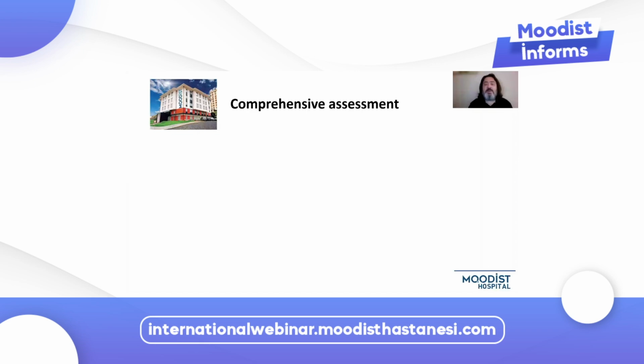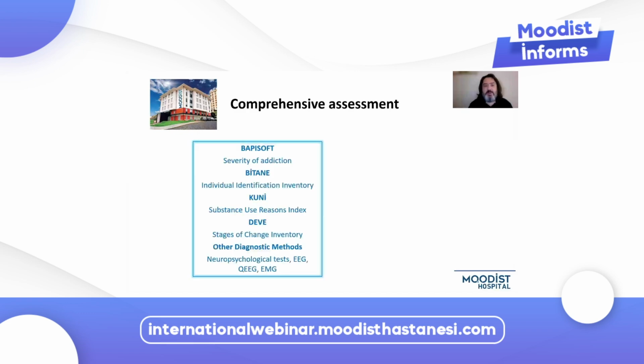Okay, the comprehensive assessment. This is actually very important in regard to individualized treatment. We need to make use of our scales. We need to get the severity of the addiction, the story, and we need to use the reasons index. We need to see the change inventory. Then we can have other diagnostic methods, because this will all give us a roadmap to our individualized treatment.